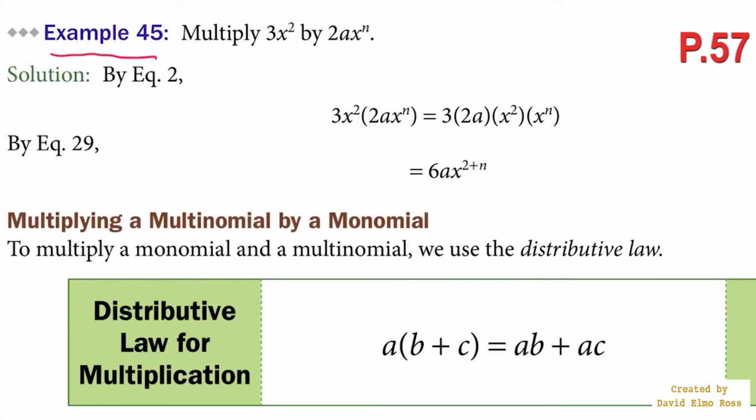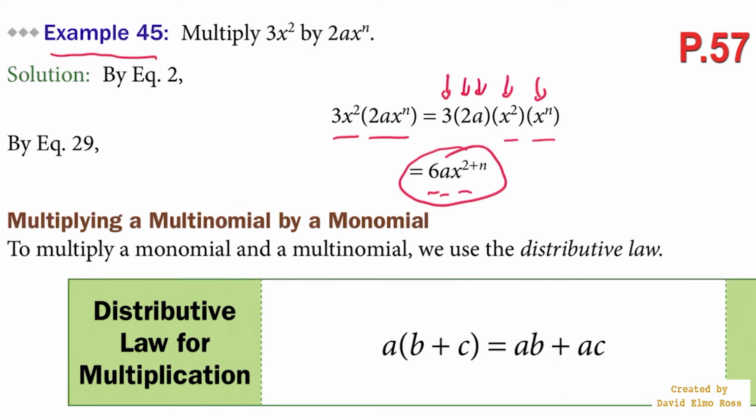Let's take a look at example 45. What we have is 3x squared times 2ax to the n. Again, let's separate it out as 3 and 2, and a, and x squared and x to the n. If we do that, 3 times 2 is 6. There's only one term of a, so that's a. Then if we remember our law of exponents, x squared times x to the n is x to the 2 plus n. And that, again, gives us our final answer.